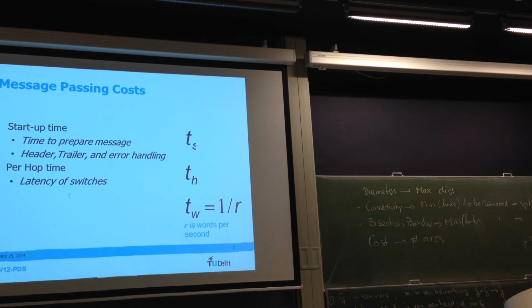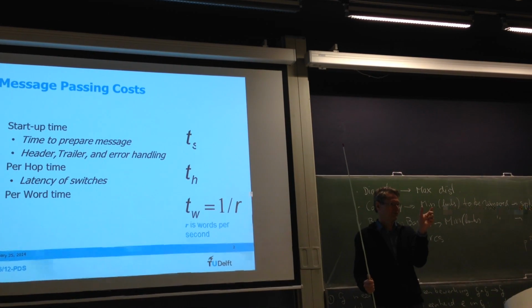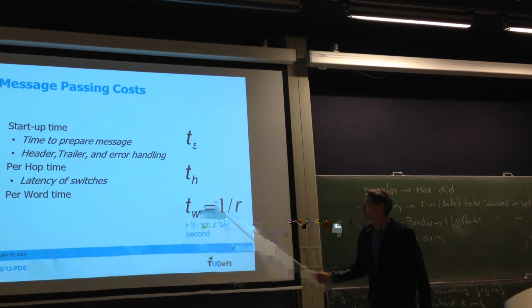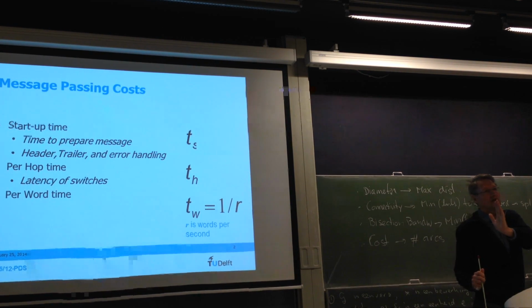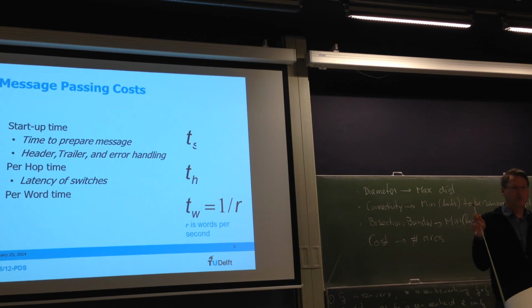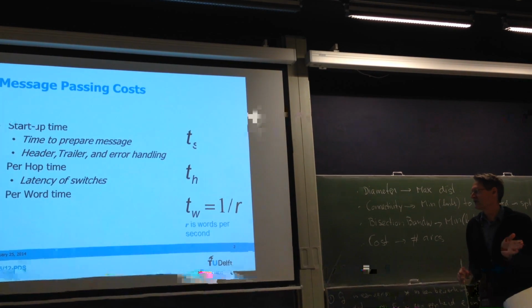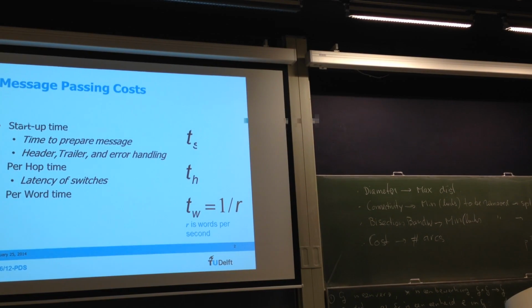And then the last one is the time it takes for a word to transfer between two nodes. TW is 1 over R, where R is the words per second I can transfer over the channel. I do not specify how large the word is, because that is technology dependent. It can be 1 bit, it can be 60 bit. It's immaterial. TW is the time it takes for a word to be transferred between two points. So that's a simple model.